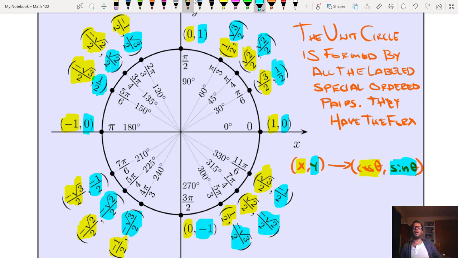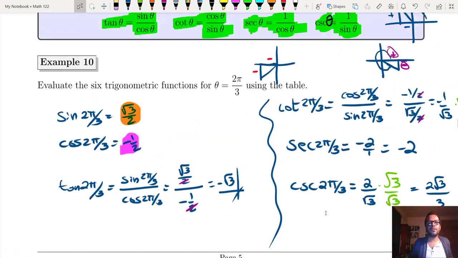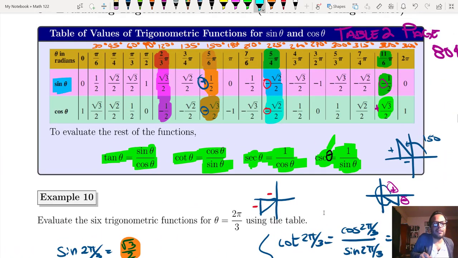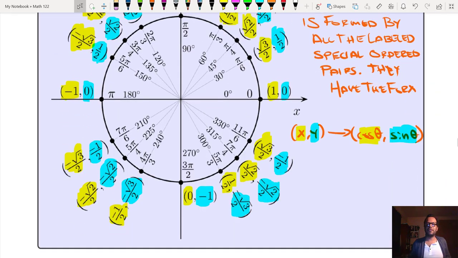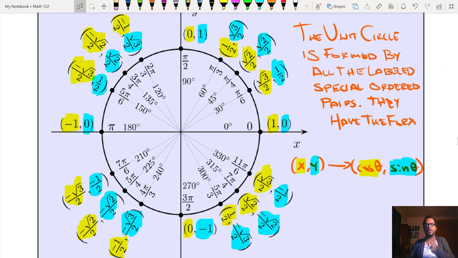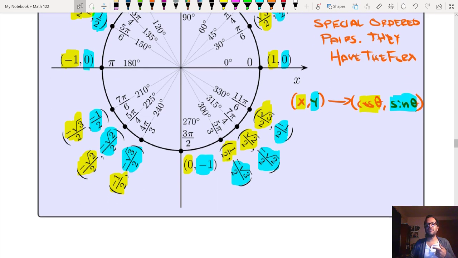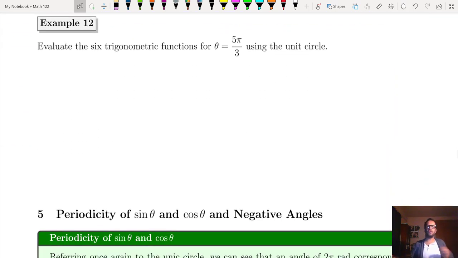Okay. Now, how are we going to use the unit circle? It's going to be a combination, like I mentioned before, of the special triangles and the tables, right? Let's go back to the tables. The table gave us the sines here and the cosines here. Just the same way the unit circle is going to give us sines and cosines. The other four trigonometric functions, it is our job to find them by knowing their definitions, right? Okay, let's evaluate the 6 trigonometric functions for theta equals 5 pi over 3. We're going to do only one example, right?